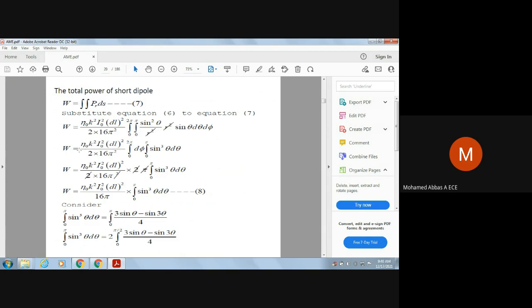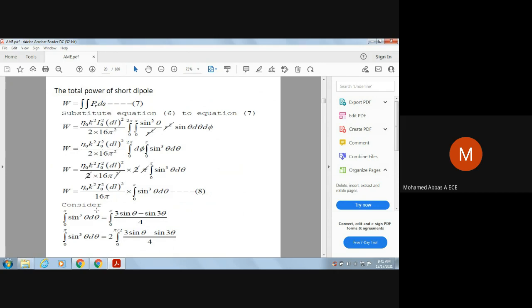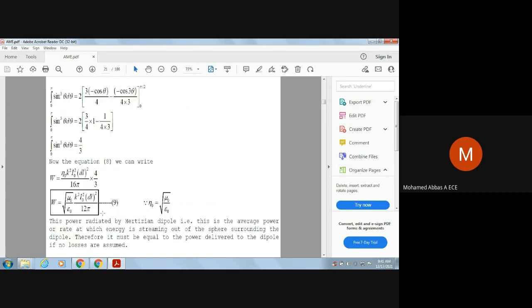Now W is equal to eta naught k square I naught square dl square by 2 into 16 pi square. First we are integrating with respect to d phi. So the integral over the limit is from 0 to 2 pi d phi, and we have to integrate the value of sine cube theta d theta, with limit 0 to pi. So first we can find the value of the integral 0 to pi sine cube theta d theta. We apply the sine cube theta formula, and after further simplification we finally get the integral of sine cube theta d theta is equal to 4 by 3.